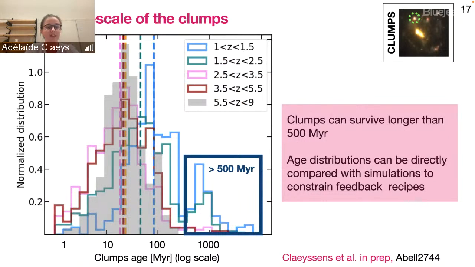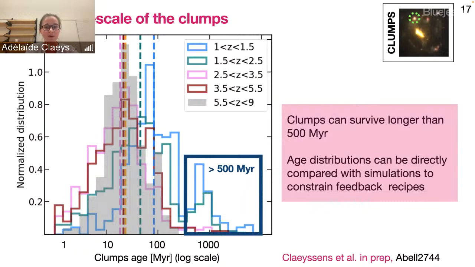Now, if we focus on the age of the clumps and divide the sample in redshift bins, I divided it into 5 redshift bins with almost the same number of clumps in each. We see a clear trend that lower redshift galaxies present more old clumps, which is quite logical given the age of the universe at redshift 6.